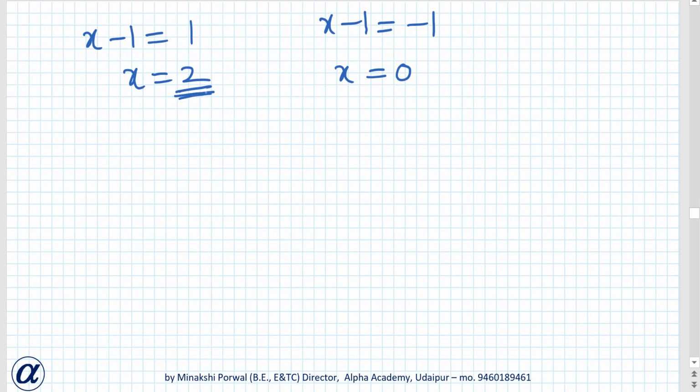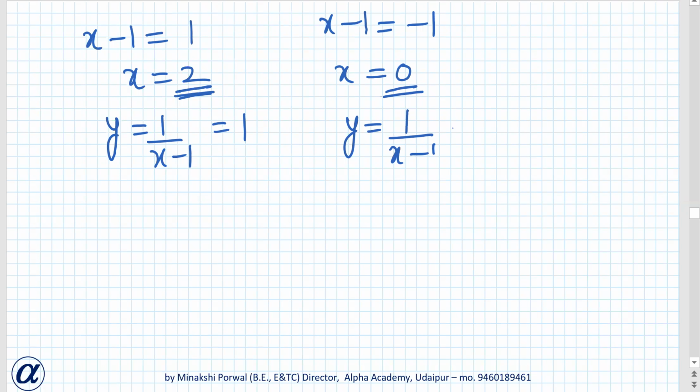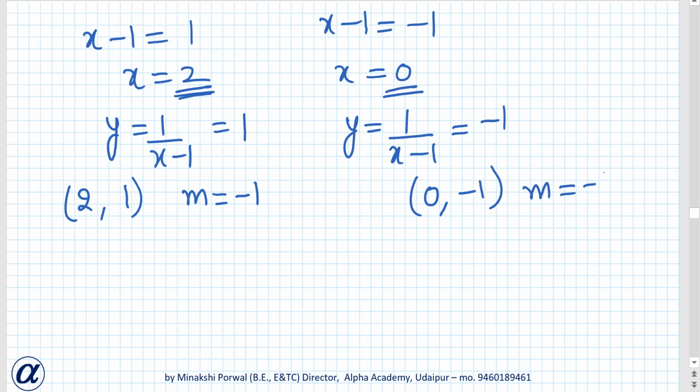We got the x coordinates. We'll find the y coordinate by substituting into y equals 1 by x minus 1. So when x is 2, y is 1, and when x is 0, y is -1. Now we have to find the equation of two lines: one which passes through the point (2, 1) with slope -1, and the other which passes through (0, -1) with slope -1.